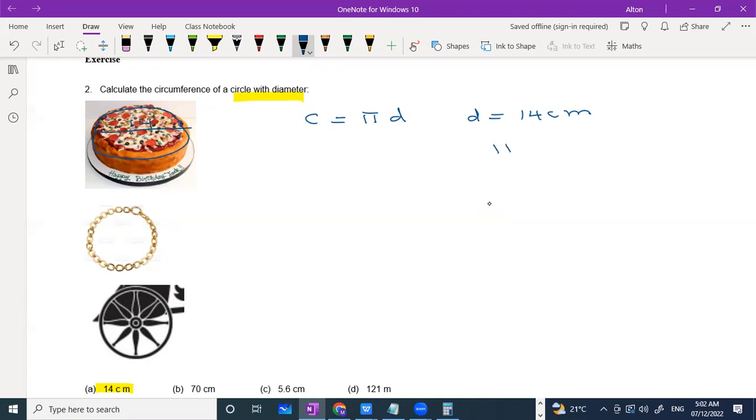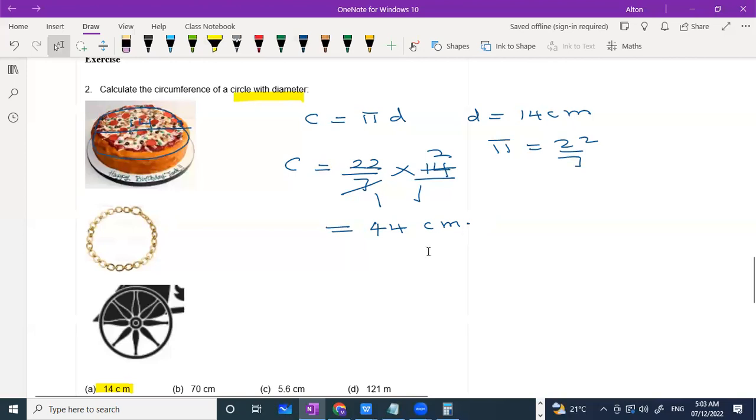Then if we take pi as 22/7, then the circumference would be 22/7 multiplied by 14. 14 can be divided by 7 twice. So the total distance around that cake, the perimeter, would be 22 by 2, which would be 44 centimeters. And that's how we find circumference.